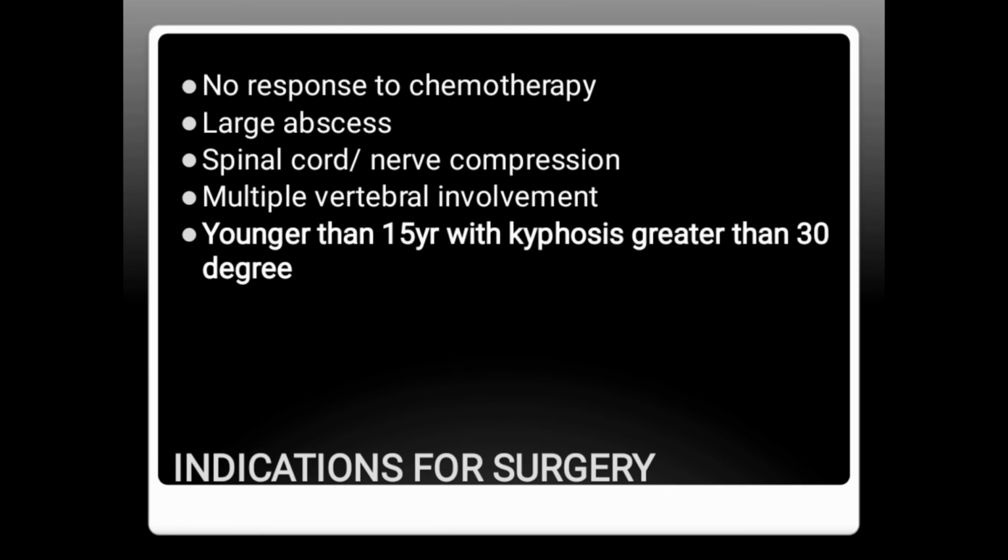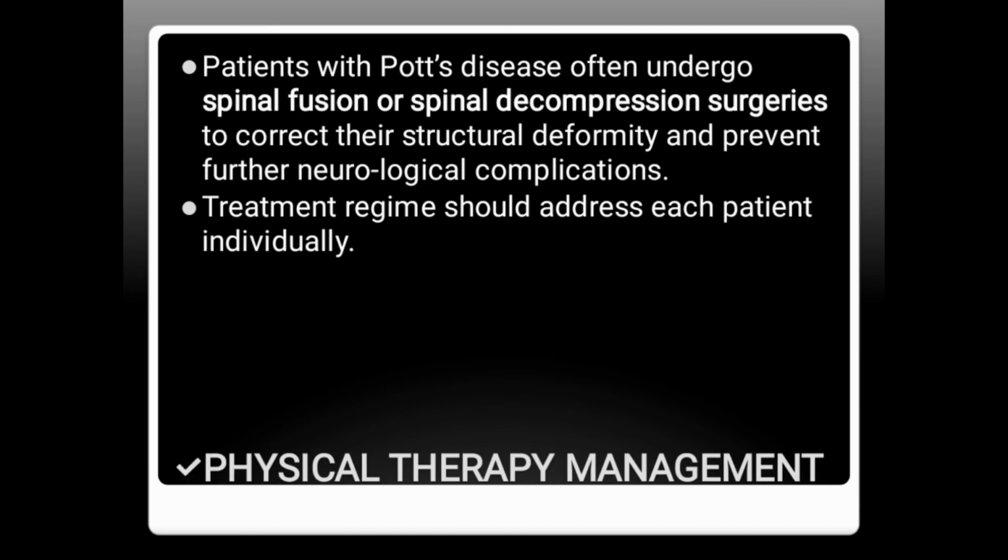Indications for surgery: no response to chemotherapy, large abscess, spinal cord or nerve compression, multiple vertebral involvement, patient younger than 15 years with kyphosis greater than 30 degrees. Physical therapy management. Patients with Pott's disease often undergo spinal fusion or spinal decompression surgeries to correct their structural deformity and prevent further neurological complications.